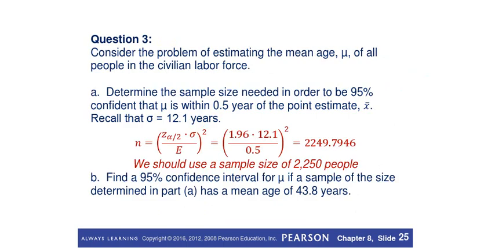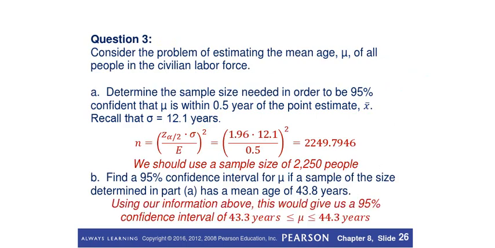Well, the next question, of course, is, well, what would our 95% confidence interval for the mean mu look like if the sample size determined in Part A has a mean age of 43.8 years? Well, if that were the case, then using the information we just found, we're going to add and subtract that margin of error of 1/2 of a year, and we would find our confidence interval of 43.3 to 44.3 years.